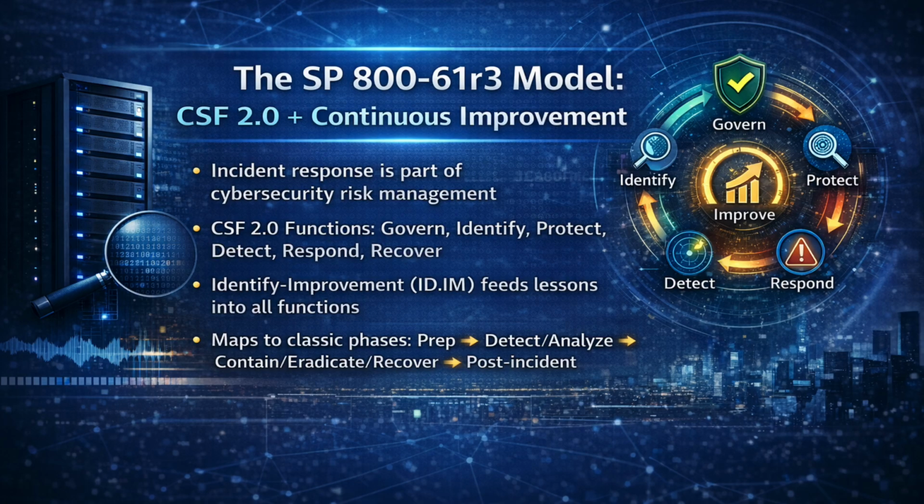Govern/identify/protect are broad preparation activities that reduce likelihood and impact. Detect/respond/recover are the core actions when something is happening. And there's a continuous improvement loop, called out as identify improvement, that takes lessons learned from every incident and feeds updates back into every function. If you're used to the classic phases, you can still use them. NIST even shows how those phases map into the CSF functions.